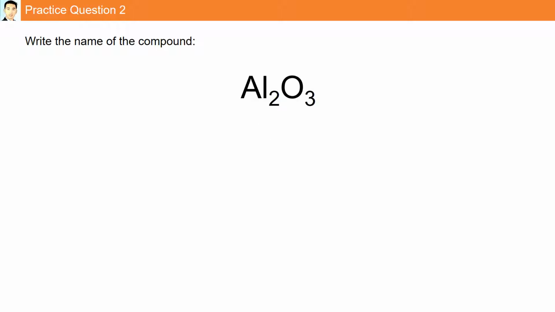Practice question 2. Write the name of the compound Al2O3. The first element name is the metal. It's written as the element aluminum, followed by the second element name, oxygen. The ending is changed to IDE and the name is aluminum oxide.